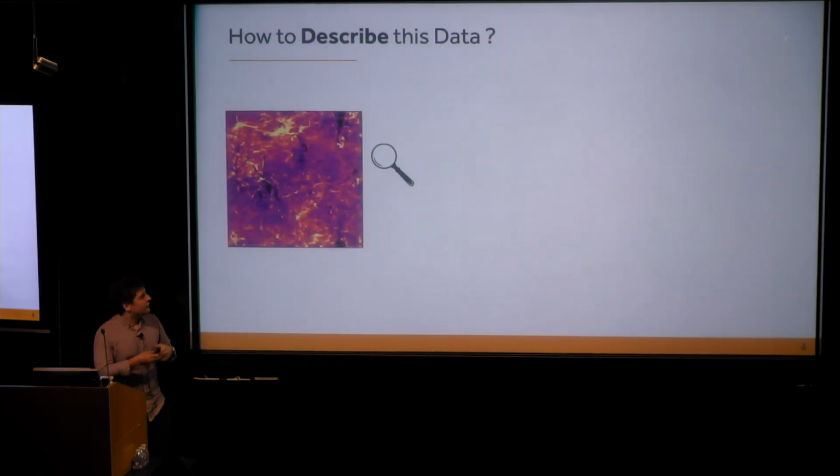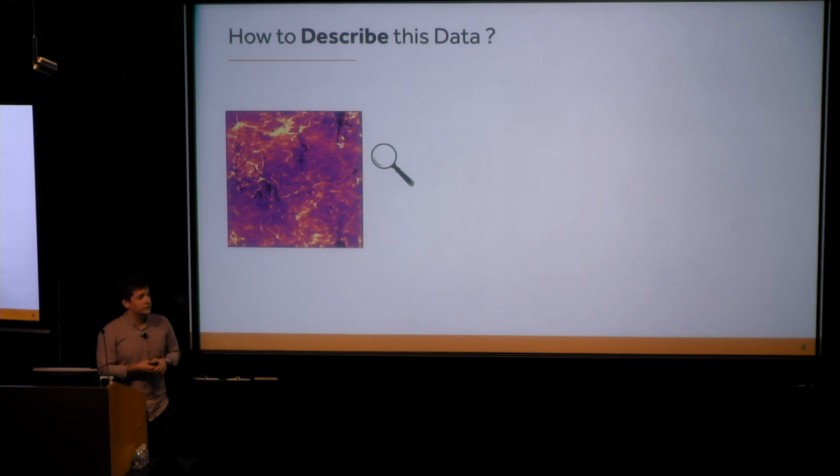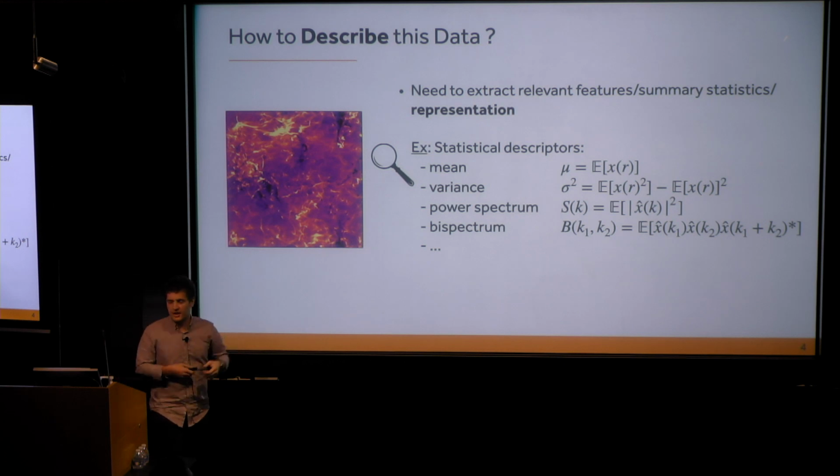So this is a question we all face, right? We have some data, and we want to understand what really matters in this data. There is this fundamental question about how we describe it. At some point, we need to build relevant features, summary statistics, or representations. I use these words in a very equivalent way. If you want to describe this kind of data from a statistical point of view, you will use statistical descriptors. You will use the mean, the variance of your field.